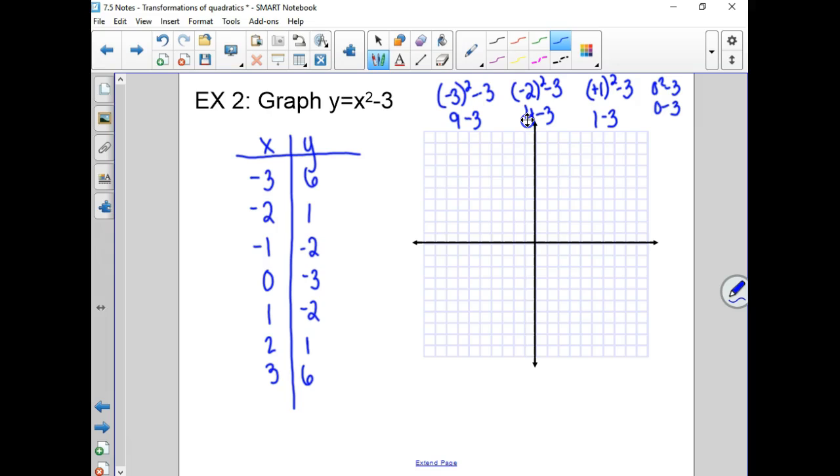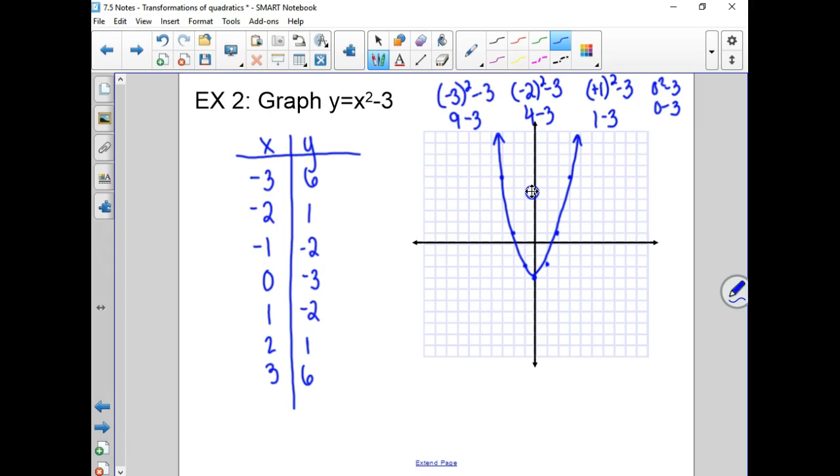If we plot these points, we've got (-3, 6), (-2, 1), (-1, -2), (0, -3), and then those points are mirrored on the other side of the y-axis. And that gives us the graph that we see here. Now you should notice that this looks exactly like the graph that we had before, except it's been slid down 3 units.